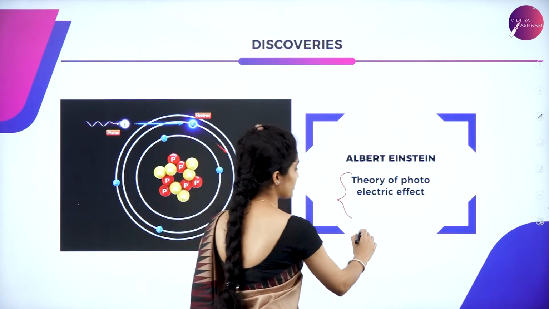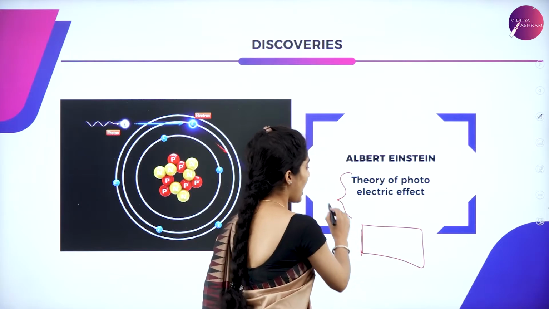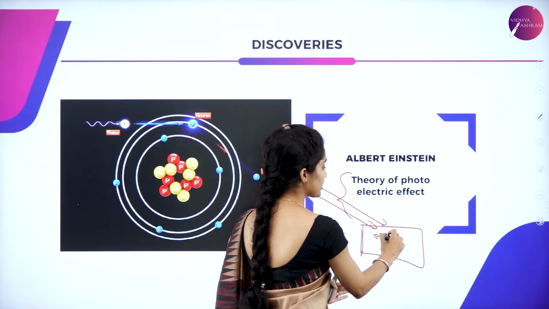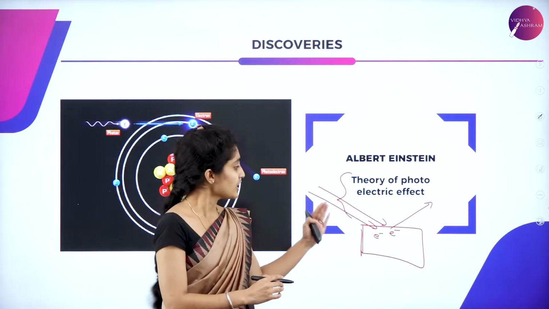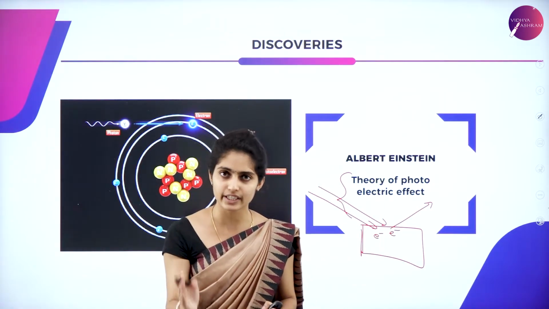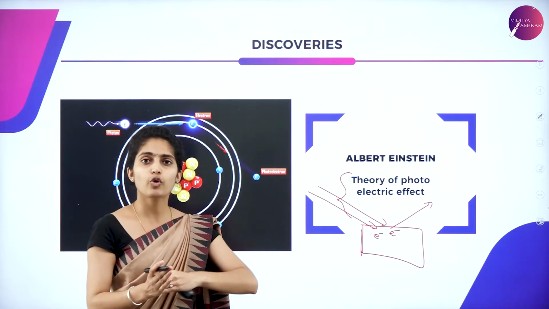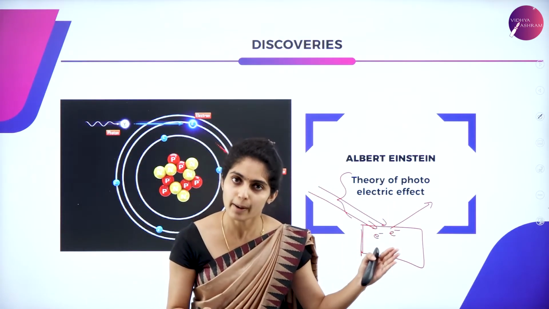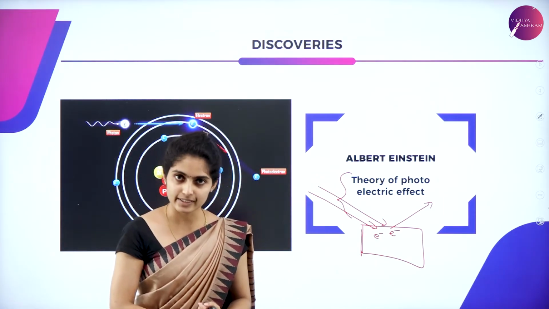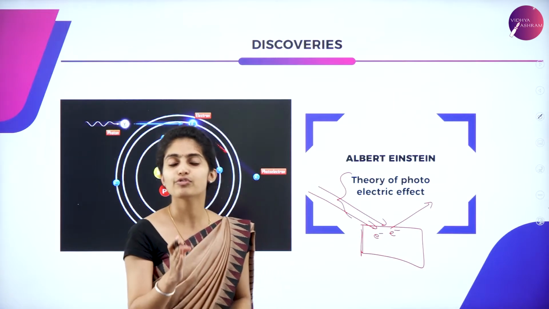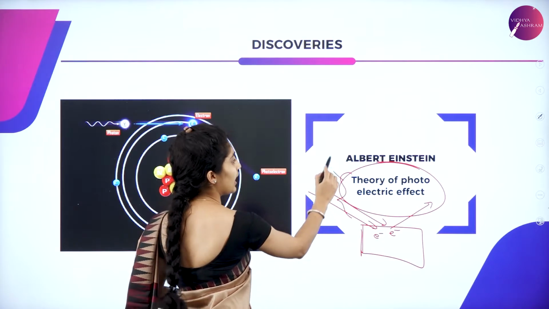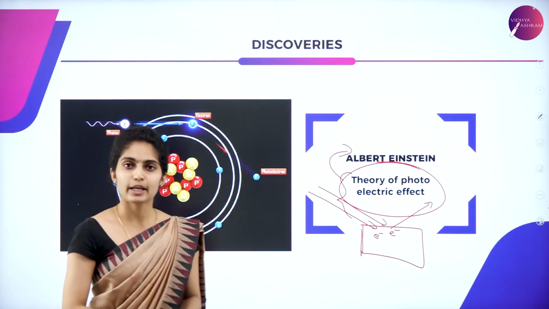If you consider this as a metal plate, as the light photons fall upon the plate, the electrically charged particles just move away. It escapes from the metal plate. That is nothing but the photoelectric effect. So the electrons are ejected out of the metal plate as the light photons fall on the metal plate. That is all about the photoelectric effect, and it was introduced by Albert Einstein.